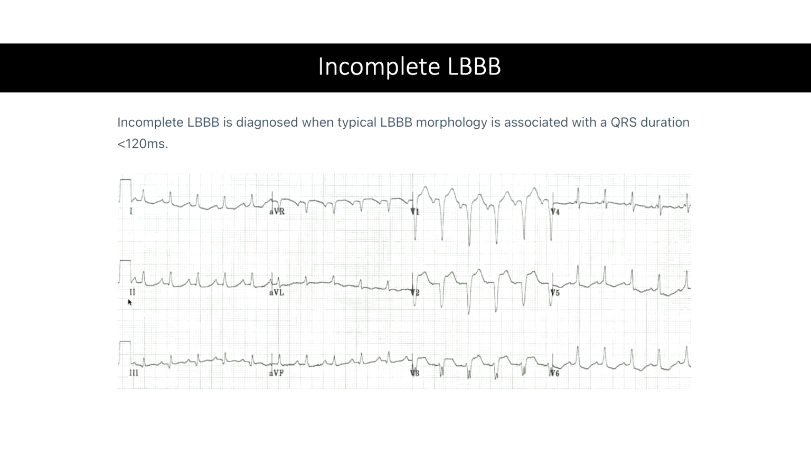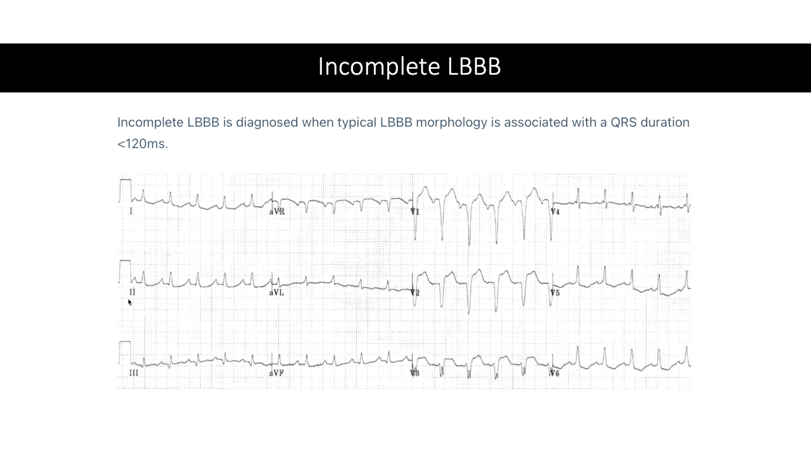Now, not to confuse everybody, but you do have something called an incomplete bundle where it doesn't meet all the criteria. If you look at the deep S wave in lead V1 in this patient, it is a little less than 120 milliseconds, but you still have that very deep S wave and that discordance of that ST segment, and then you still have an upright R with that slightly depressed ST segment in lead 1 and lead V6.